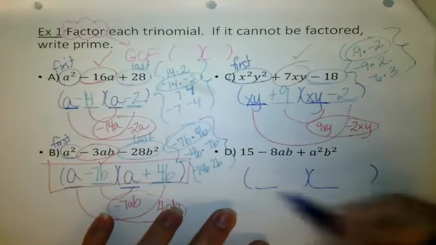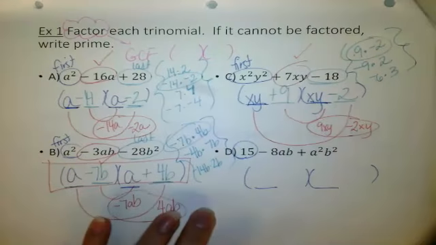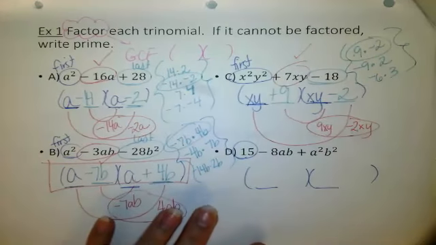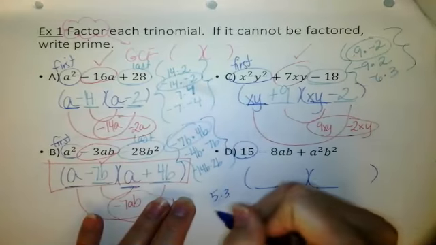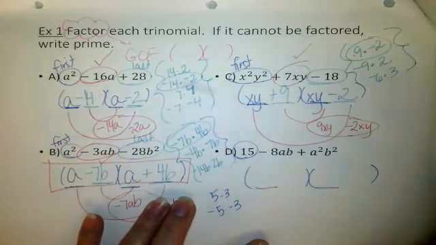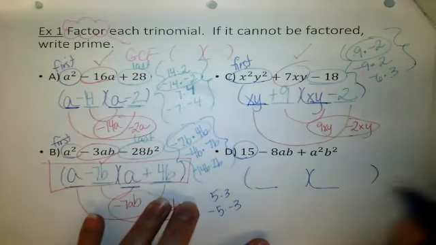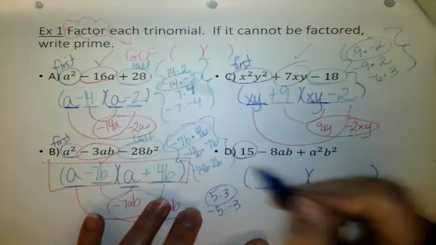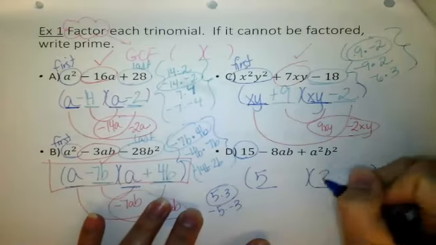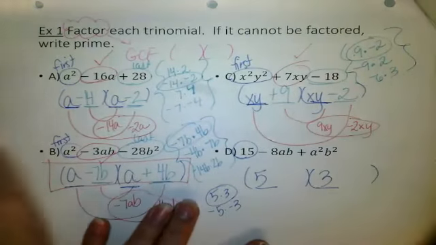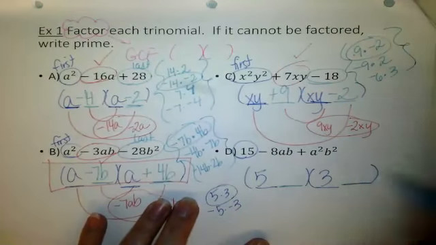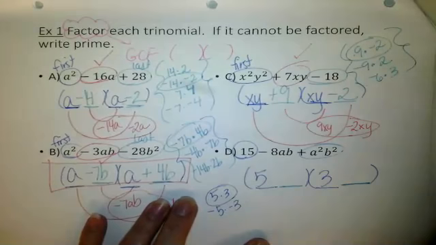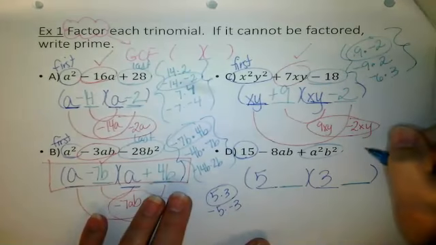So I'm going to ask myself, what times what is 15? 5 times 3, sure. 5 times 3, or I could use negative 5 times negative 3 if I wanted to, but I generally always want to be positive to start. So 5 times 3. Last times last has to be a squared, b squared. What times what is a squared, b squared?